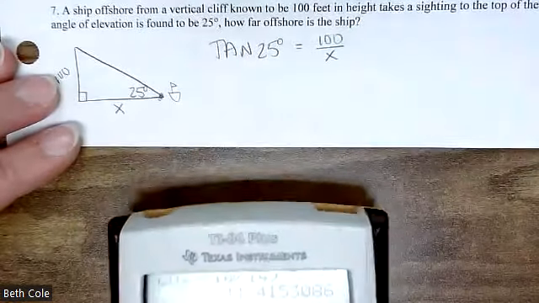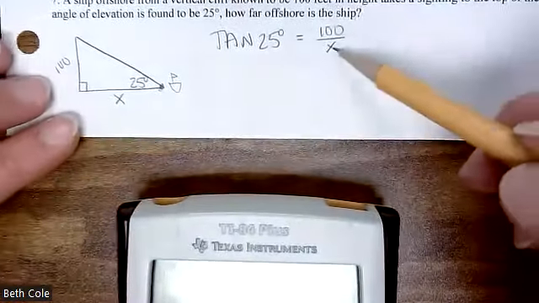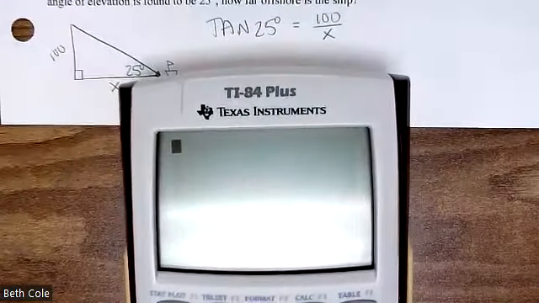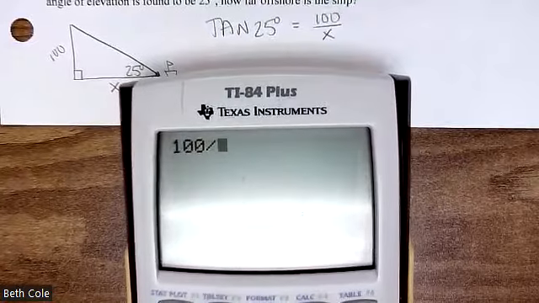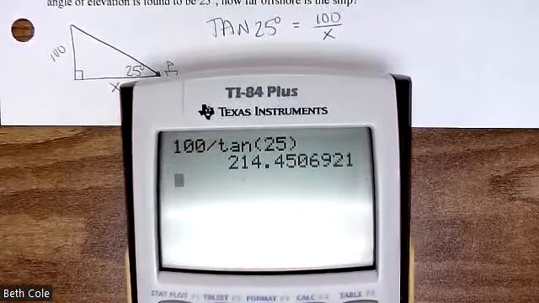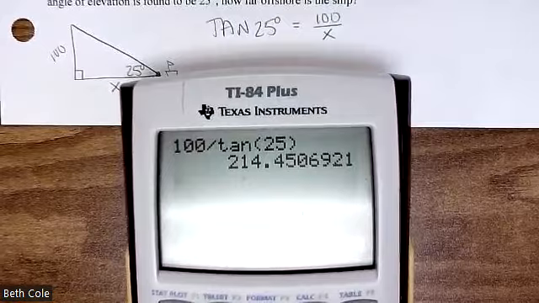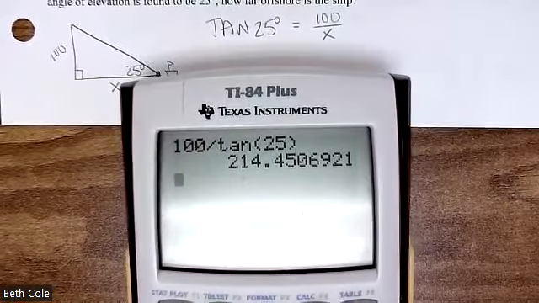So how are we going to type that? Careful, because x is in the denominator. So how would we type it? Good, perfect. You guys got that. 100 divided by tangent 25. That's what we're going to do for all of these. You draw a picture, you set it up, you type it in the calculator.